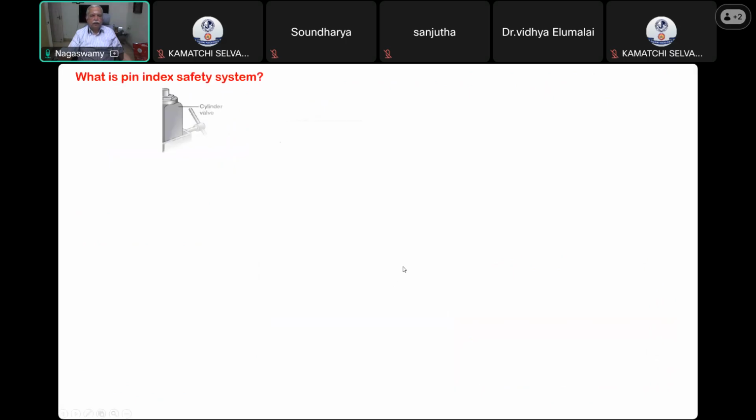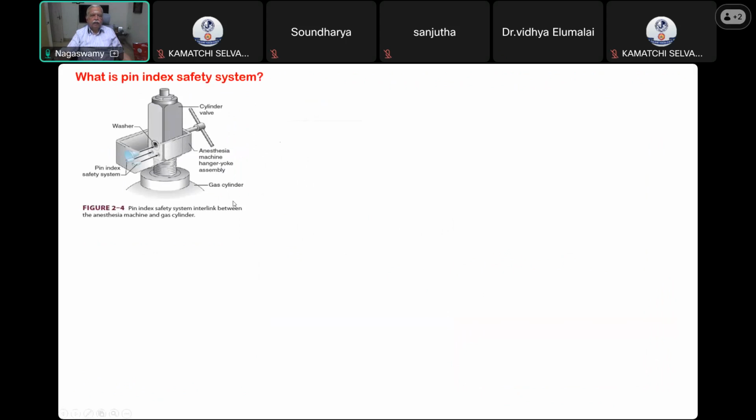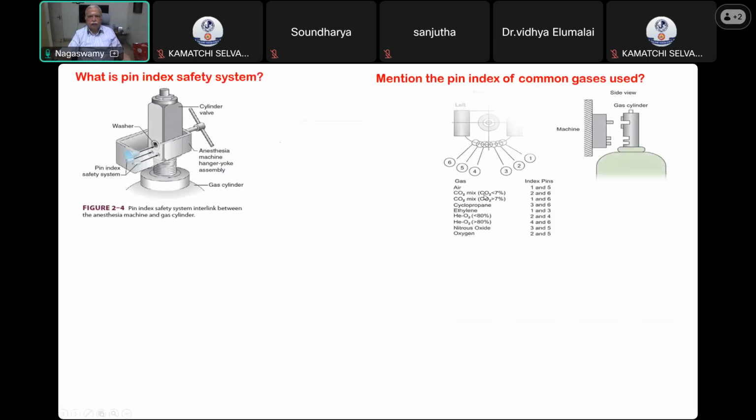What is the pin index safety system? So this is the picture showing how it will be attached. The cylinder will get attached to the pins in the hanger yoke assembly. Sometimes questions are asked to mention the pin index for common gases used, that you should be able to know. Of course, air is 1, 5. Carbon dioxide is not commonly used, but oxygen and nitrous oxide you should know. These are the three things commonly used in our machine. So oxygen is 2, 5, nitrous oxide is 3, 5, and air is 1, 5.